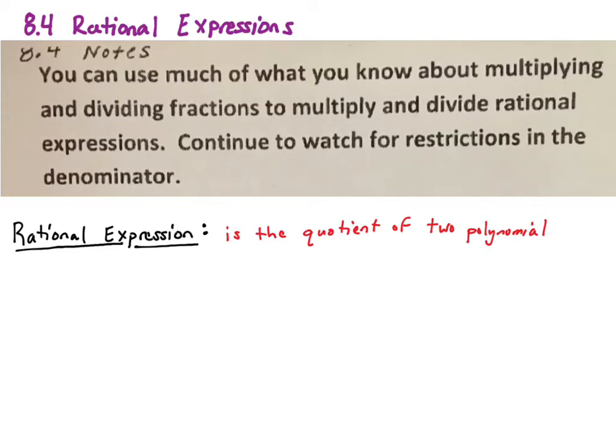One of the big things we also want to make sure of here is that we are continuously watching out for restrictions in the denominator, or values that cannot be in the denominator, or else it ends up being undefined. So if you have an x in the denominator, x can't be 0. If there's a y, y can't be 0, depending on the circumstances. So just keep those things in mind, very important. By definition, a rational expression, like I said, is the quotient of two polynomials.